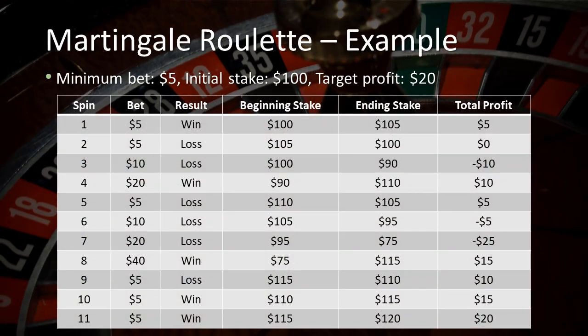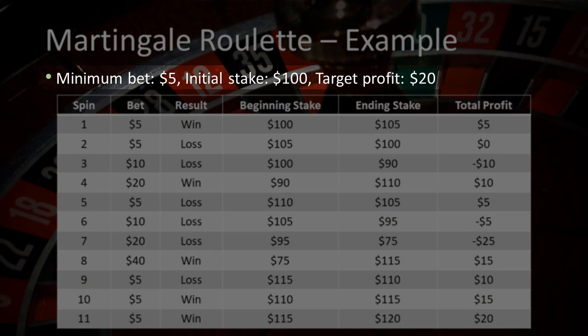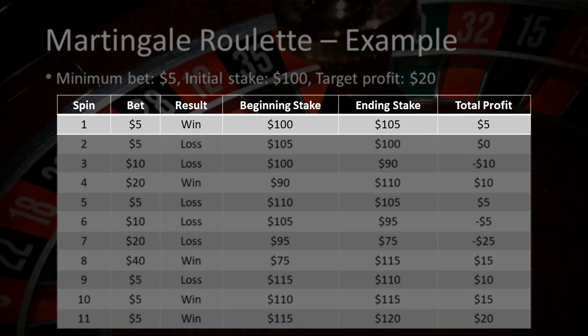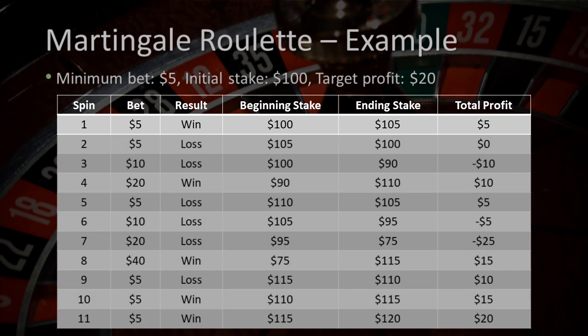In this example, let's imagine that we have a $5 minimum bet, an initial stake of $100, and a target profit of $20. On the first spin, the player places the minimum bet on one of the even money options and wins, thus receiving a $5 payout. At this point, the player's available stake is $105, and their total profit is $5.